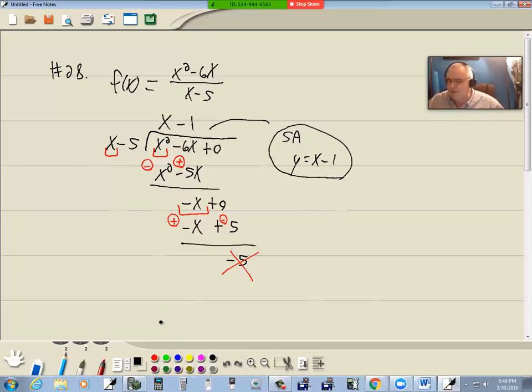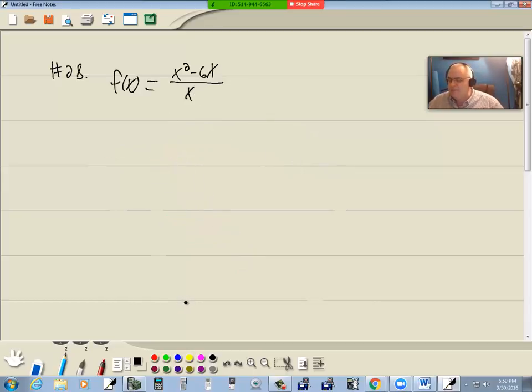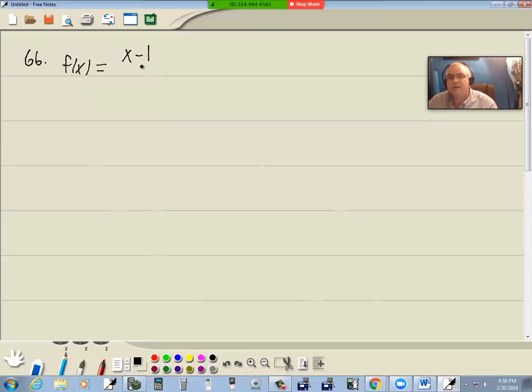Now I'm going to graph one of these by hand, just because I want to demonstrate what in the world all the different components are used for. So let's look at number 66. We've got f of x is equal to x minus 1 over x squared plus 2x minus 15.